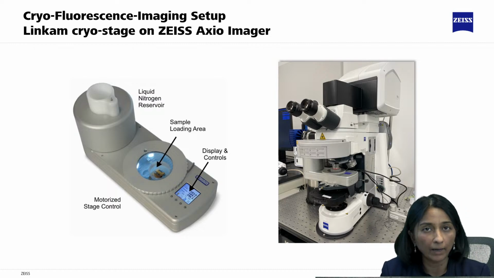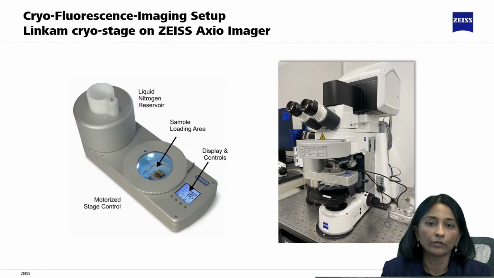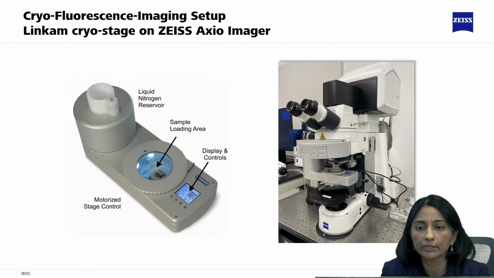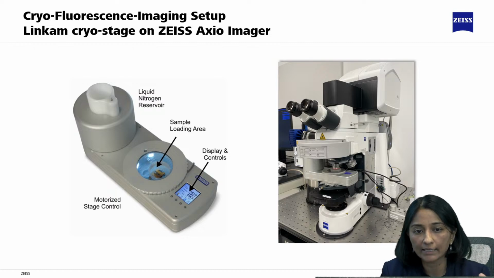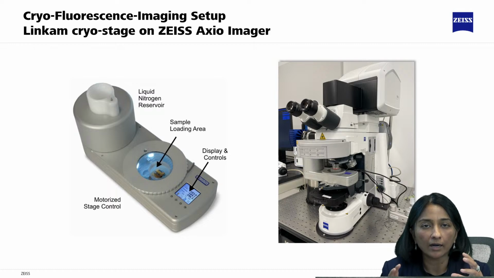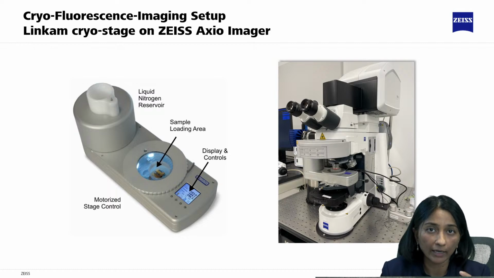Now you have a multitude of cassettes that you can use either for naked grids or autogrids or high pressure frozen planchets, for example. And you also have a display that will display the temperature of the chamber, the bridge, and the dewar. And on the right, what you see is the Axio Imager stand with the Linkam stage that has been loaded onto the stand. And so this is our setup for imaging on the light microscopy side.